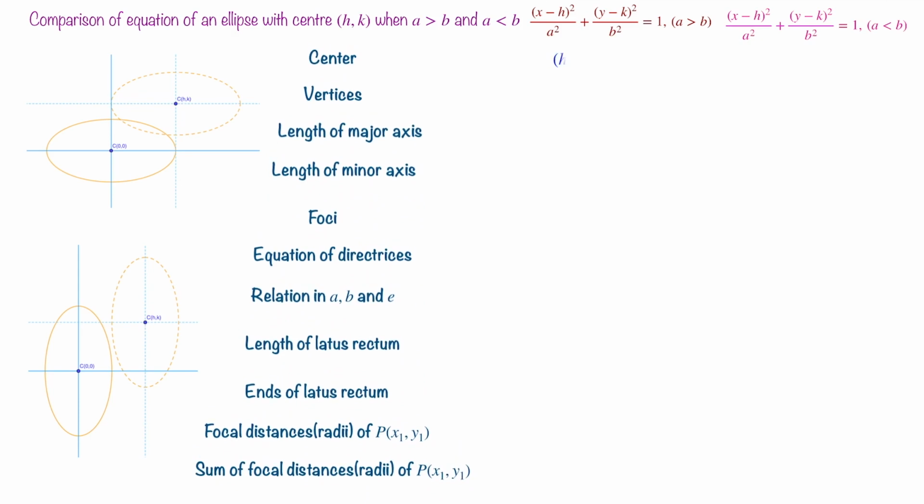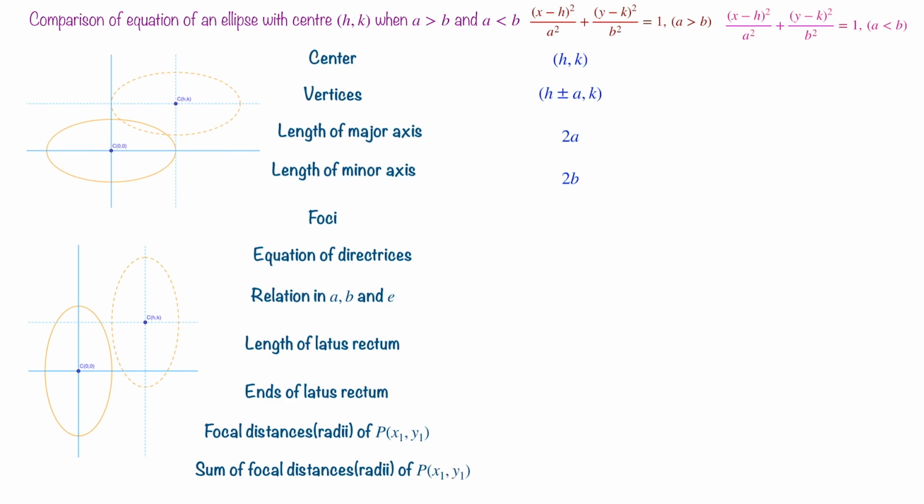First of all, the center, as you can see, is (h, k) for type 1, the a greater than b type. Vertices: the vertices of the standard ellipse are (plus or minus a, 0), so these vertices get shifted to (h plus or minus a, k). The length of the major axis will be the same, 2a, and the length of the minor axis will be 2b, because your shape is not changing, so these lengths will be preserved.